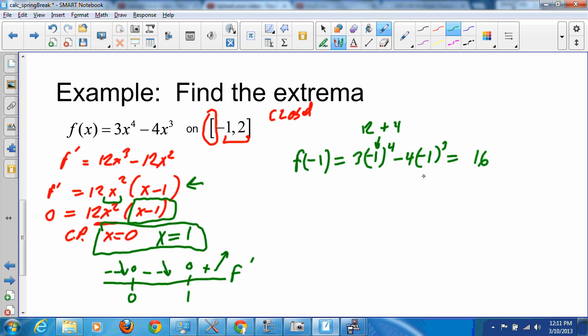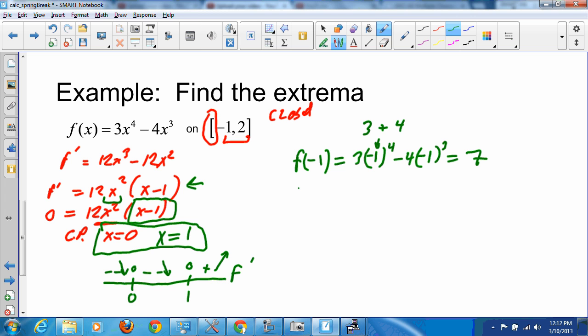Let's see, did we do that right? Sure didn't. Let me go back and fix this. We have -1 to the 4th, which is a +1, so we actually have 3, not 12. And then this is a -1 plus what? Plus 4. That equals 7. Sorry about that mistake. Gotta be careful with these.